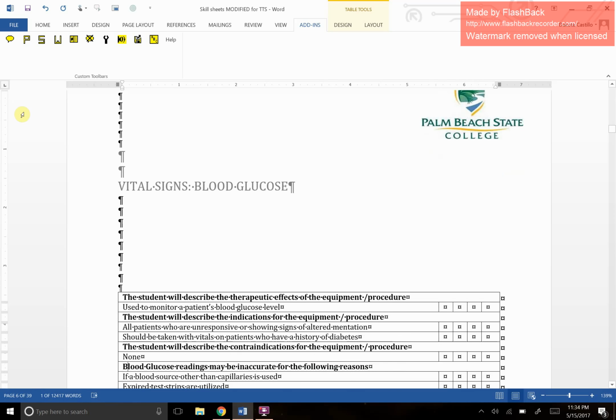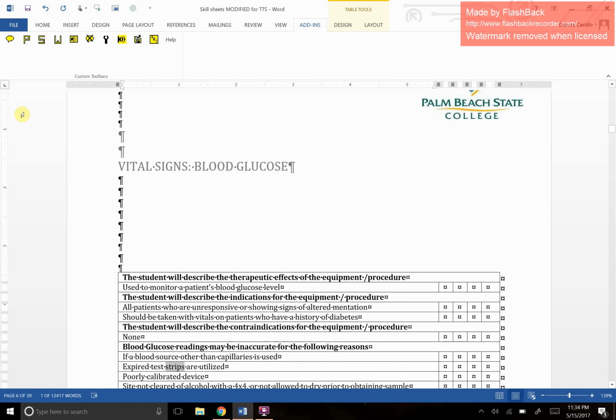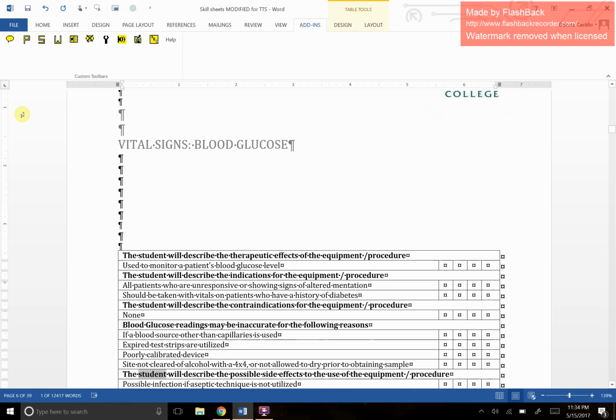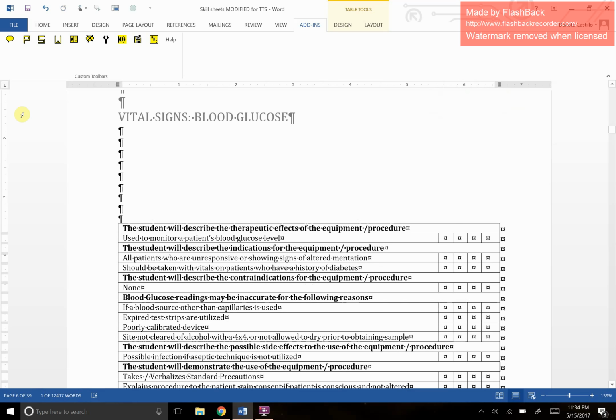None. Blood glucose readings may be inaccurate for the following reasons: if a blood source other than capillaries is used, expired test strips are utilized, poorly calibrated device, site not cleaned of alcohol with a 4x4, or not allowed to dry prior to obtaining sample. The student will describe the possible side effects to the use of the equipment/procedure. Possible infection if aseptic technique is not utilized. The student will demonstrate the use of the equipment/procedure.